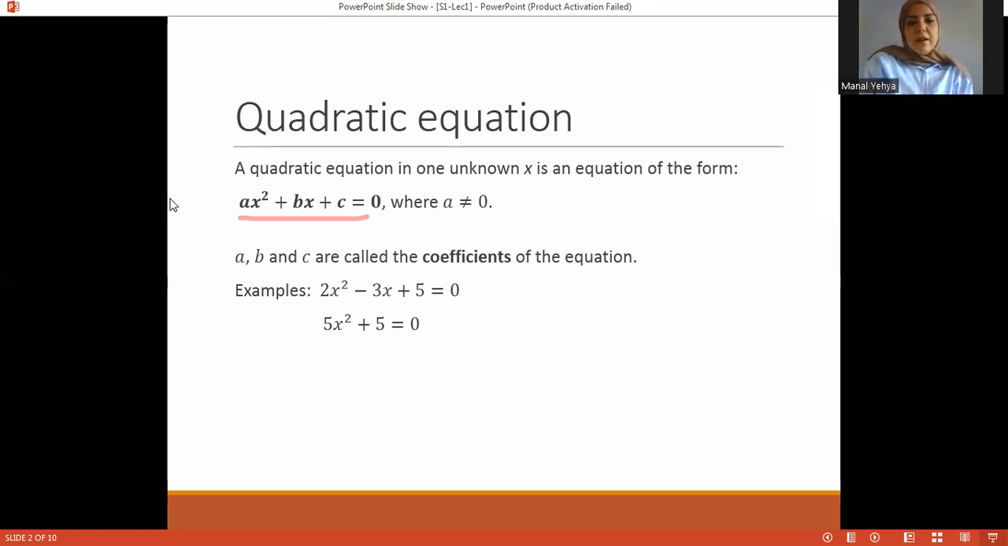So as you see, we have ax squared plus bx plus c. A, b, c are called the coefficients of the equation. As an example, we have 2x squared minus 3x plus 5 equals 0. 2 is A, minus 3 is B, and 5 is C. So we have x squared, so this is called a quadratic equation. Let us continue.